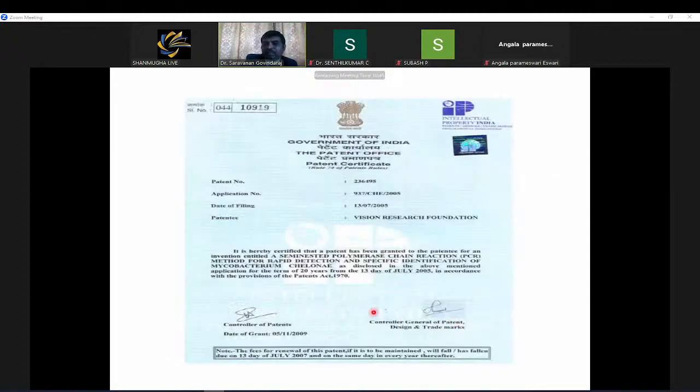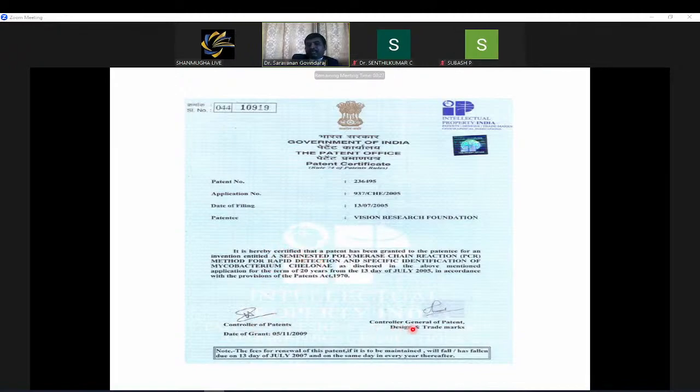So this is the patent grant certificate. There it will show your patent number and your application number from when you filed your invention, which person is getting the patent, and the description of that particular patent, with the signature of the Controller General of Patents. When it was granted, the date will also be mentioned.